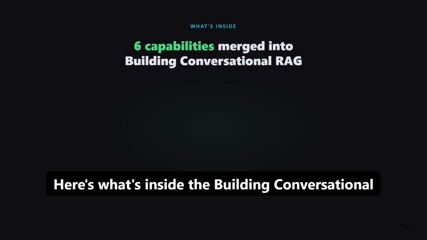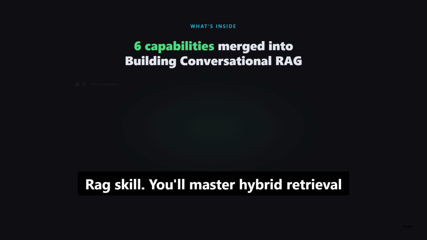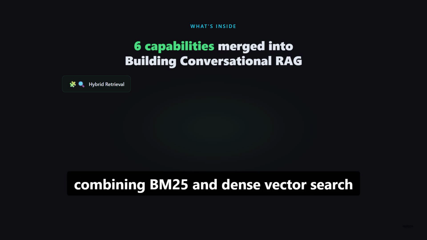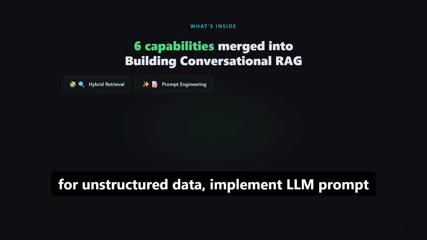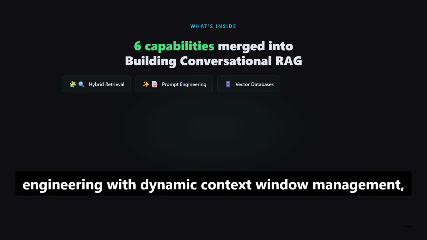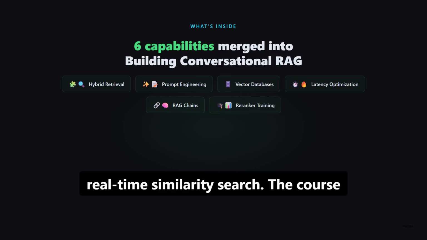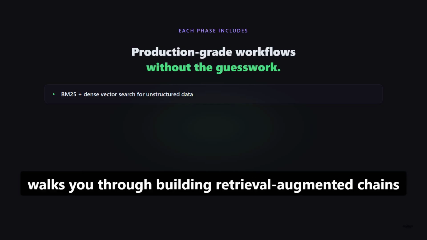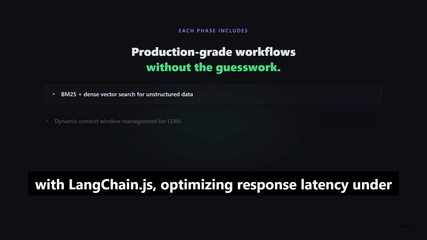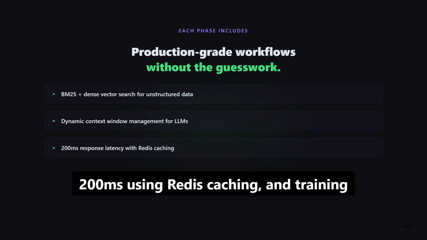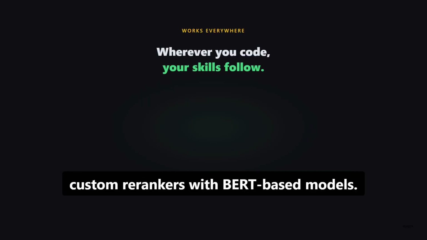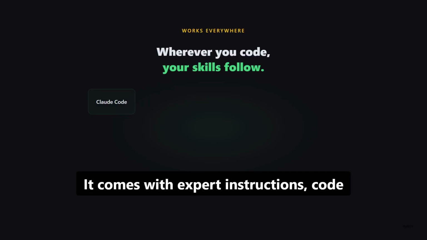Here's what's inside the Building Conversational RAG skill. You'll master hybrid retrieval, combining BM25 and dense vector search for unstructured data, implement LLM prompt engineering with dynamic context window management, and deploy Weaviate vector databases for real-time similarity search. The course walks you through building retrieval augmented chains with LangChain.js, optimizing response latency under 200 milliseconds using Redis caching, and training custom re-rankers with BERT-based models.